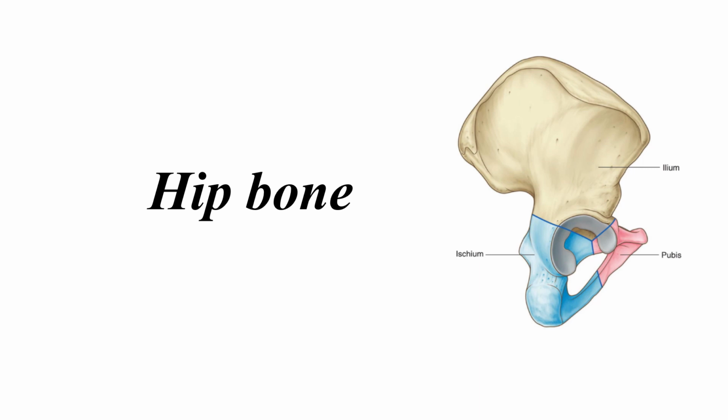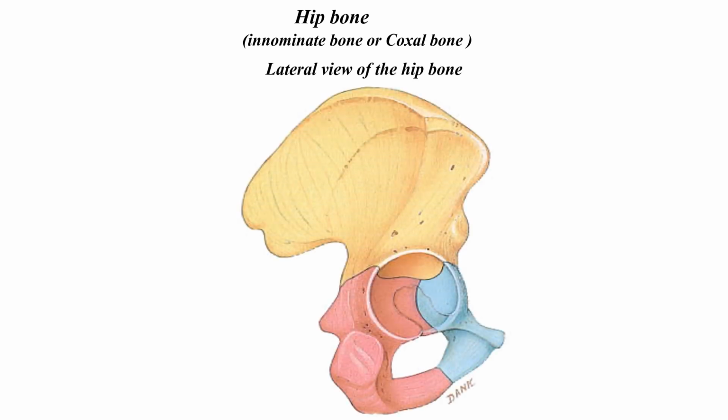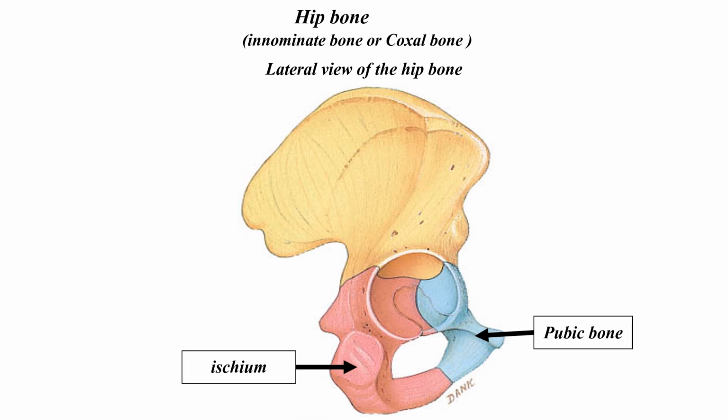Let us start with the hip bone. The hip bone is also called the innominate bone or the coxal bone. This is the lateral view of the hip bone. As you know, it is formed by fusion of three bones: the pubic bone, the ischium, and the ilium. This is the pubic bone, which forms the anterior and the inferior part of the hip bone, and this is the ischium, which forms the posterior and the inferior part, while the superior part is formed by the ilium.